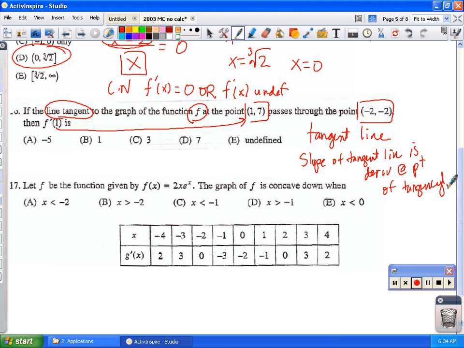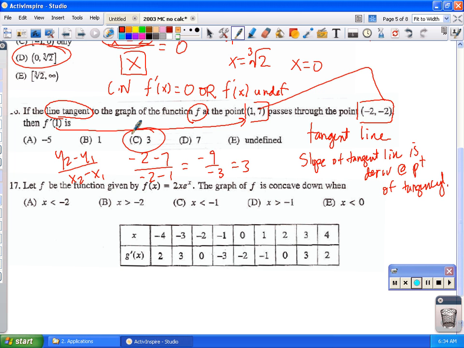Well, that's very easy. They gave me 2 points. We know that slope is change in y over change in x. So if I find the slope of this line, then I'll know the derivative at 1. So if I do change in y, I'll have negative 2 minus 7 over negative 2 minus 1. That would be negative 9 over negative 3, which is 3, which is letter C.